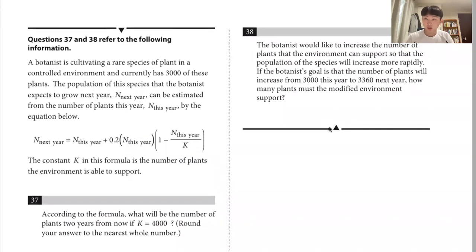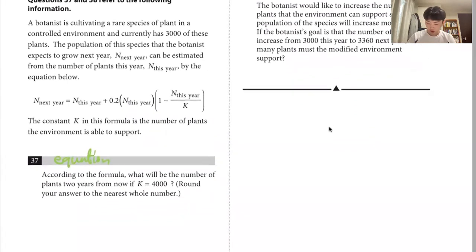Hi guys, this is question 37, and the question type of this question is this equation. There's a really long passage there, but we have to read it, right?